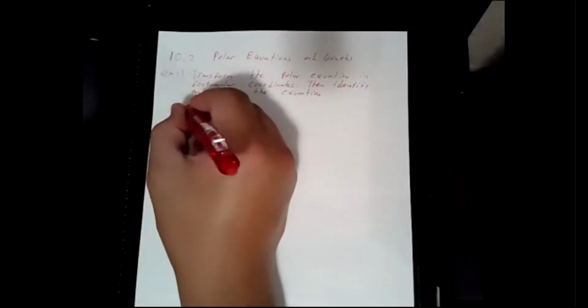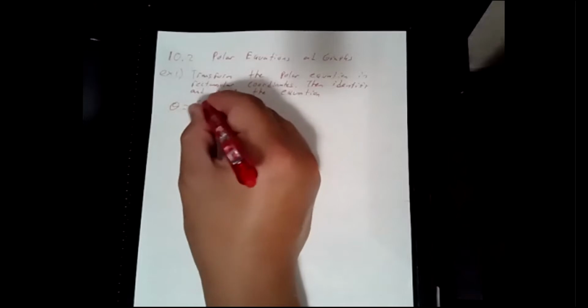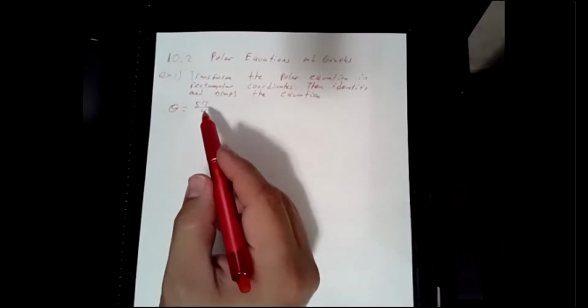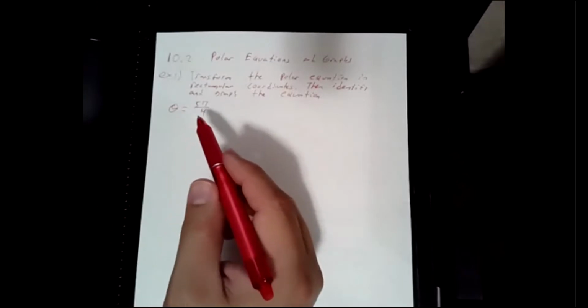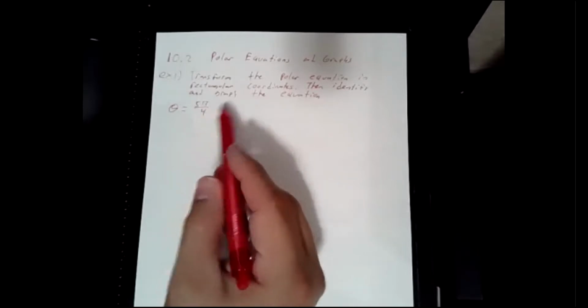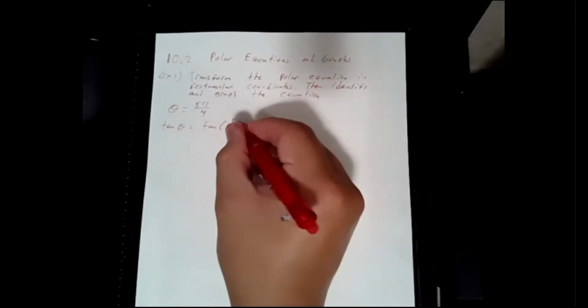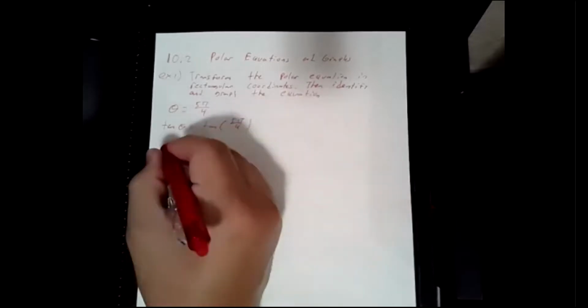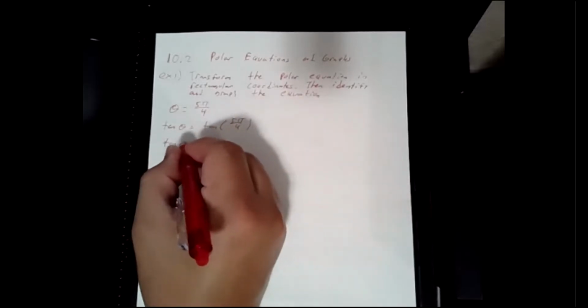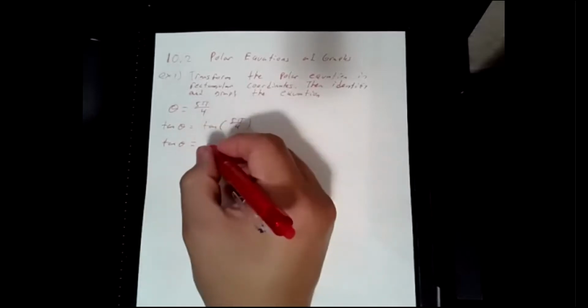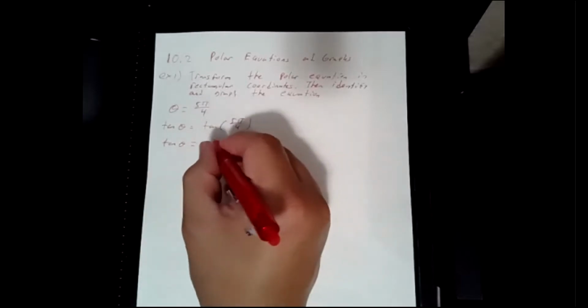So the first couple of questions in your homework will look something like this. You say theta is equal to 5 pi over 4. So you're going to take the tangent of both sides, and that'll help you convert it into rectangular form. So tangent of theta would be equal to tangent of 5 pi over 4, which should be a 1, right? It's on your circle.